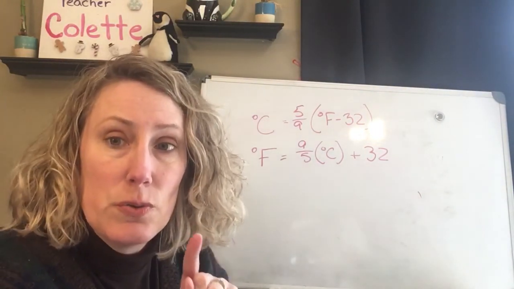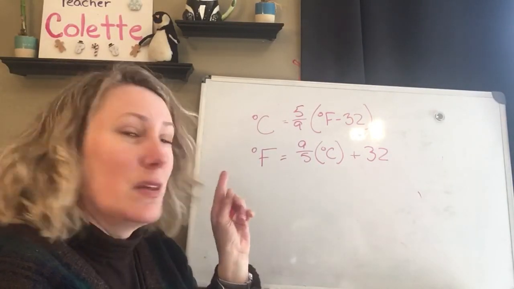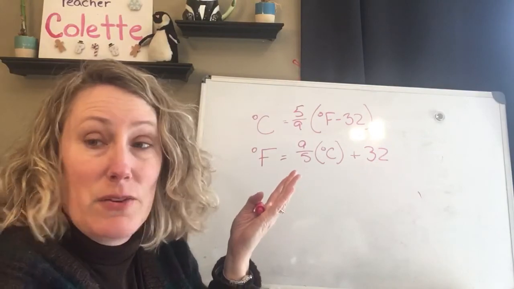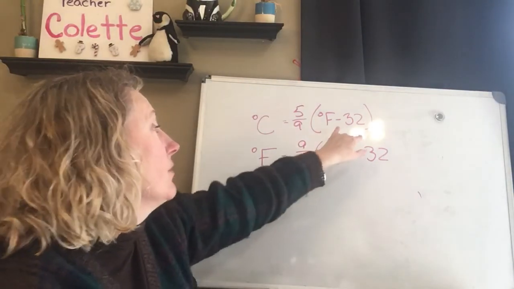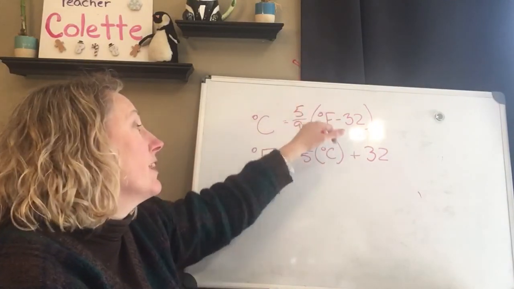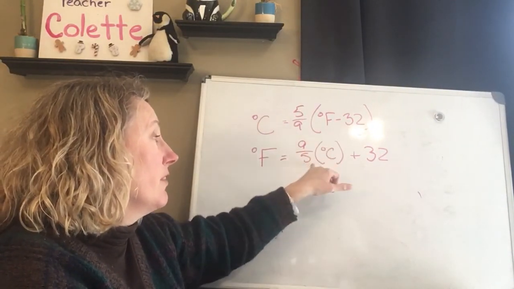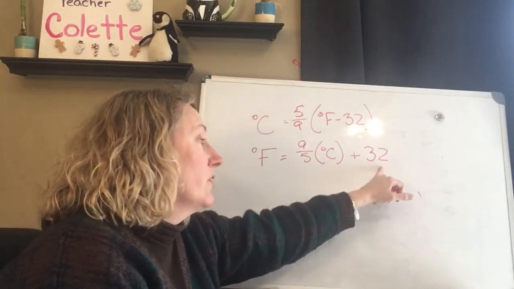So make sure you memorize them. If you have Fahrenheit, you subtract 32 first, then multiply by 5, divide by 9. If you have Celsius, you're going to want to multiply by 9, divide by 5, and then add 32.